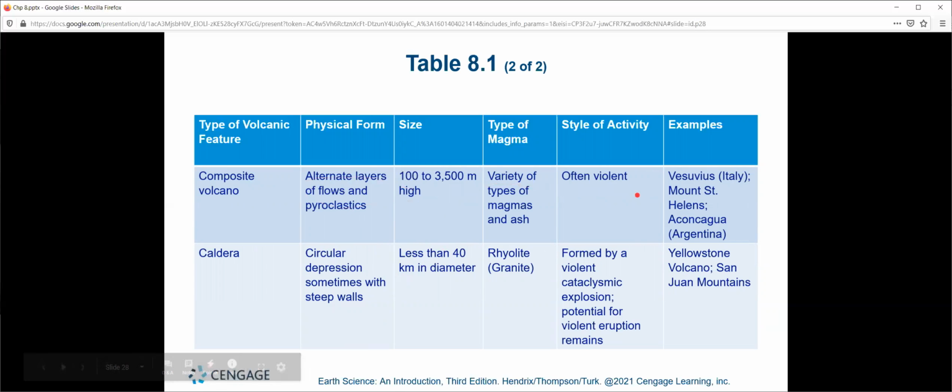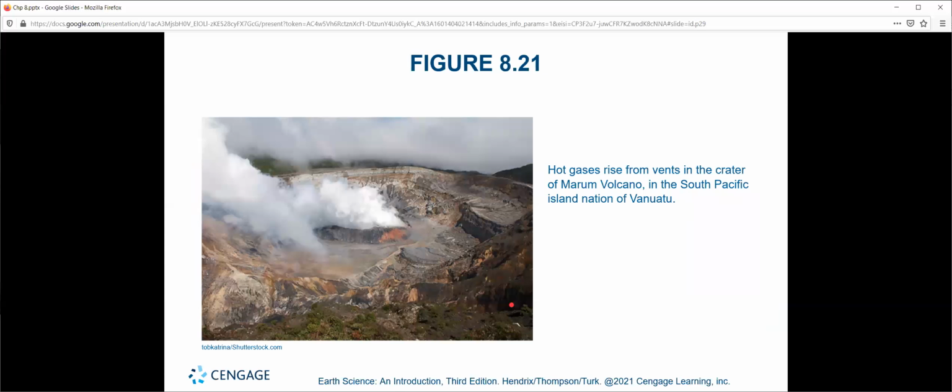Composite volcanoes, that's your classic Mount Vesuvius, Mount St. Helens, what have you. Then we can get to calderas, which are caved-in volcanoes. And this all works a heck of a lot better if I show you images. Like if you're me, I have images to show you, right?